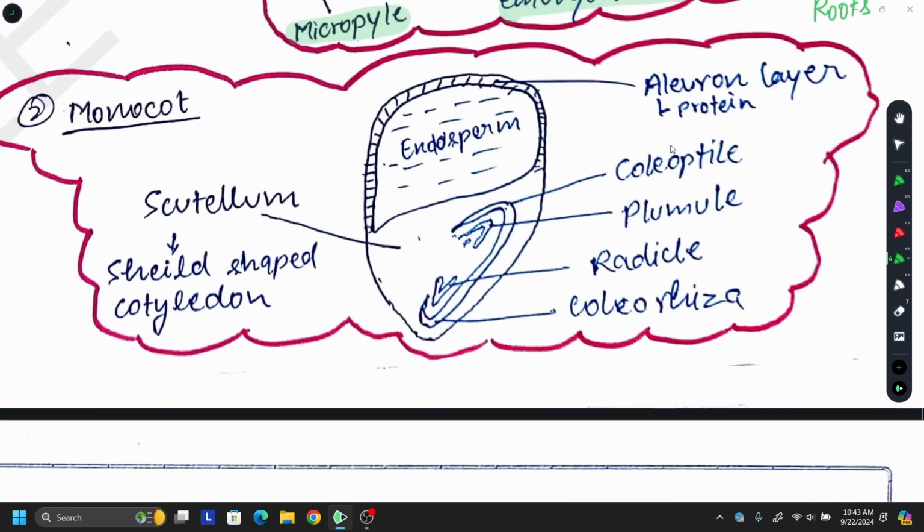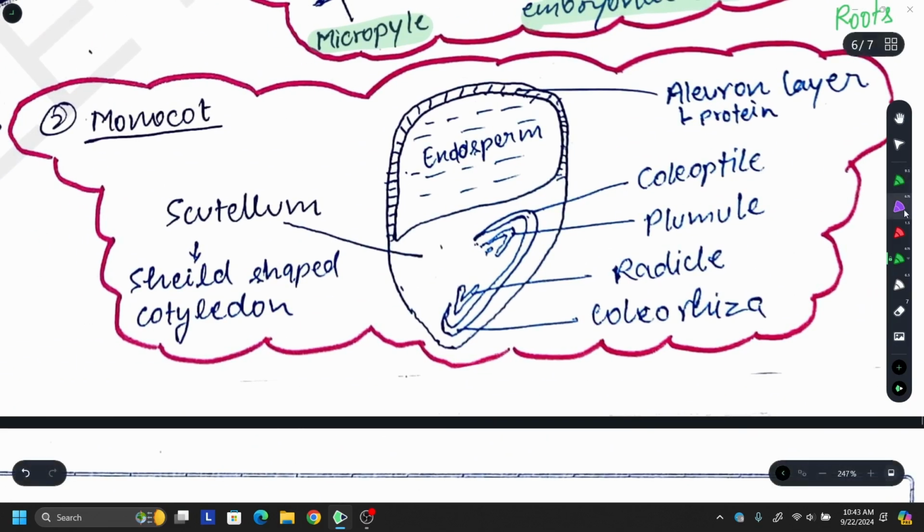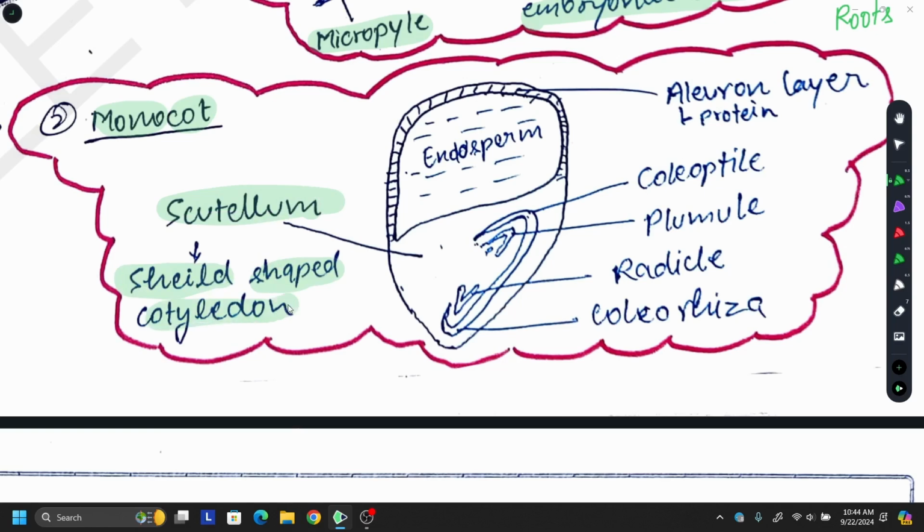Now coming to monocot seed. As the name suggests, mono means one and cot means cotyledon, so there will be one cotyledon, which is called scutellum. Scutellum is the cotyledon of the monocot seed, and it is shield shaped. In monocot there is a single cotyledon, which is basically this part as you have seen. The work of the cotyledon is to provide nutrition to the seed. This is the work of the cotyledon.